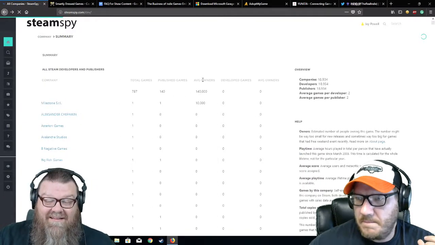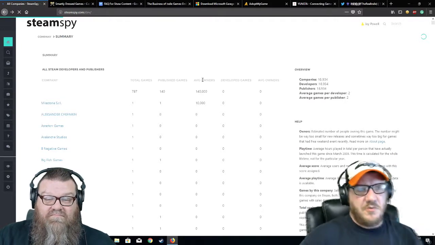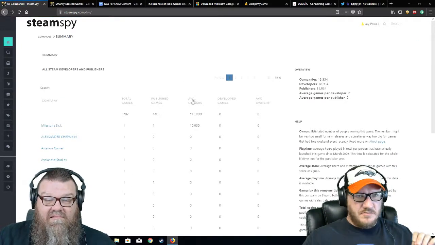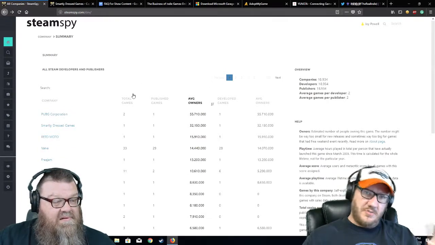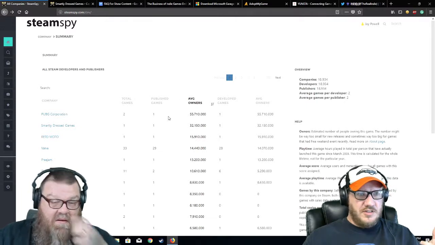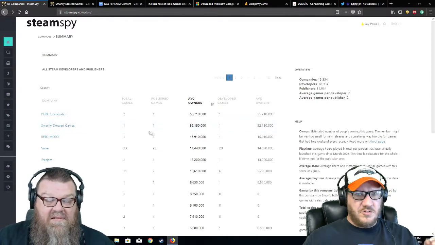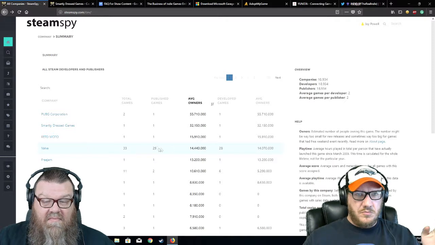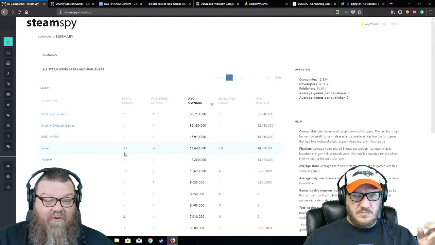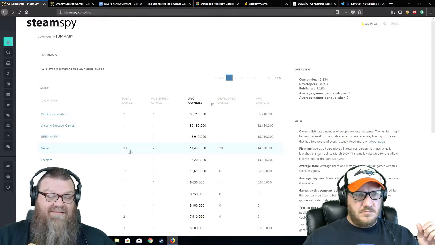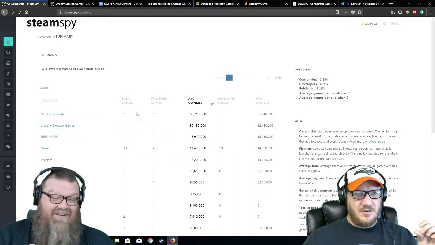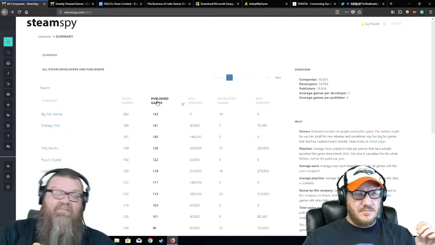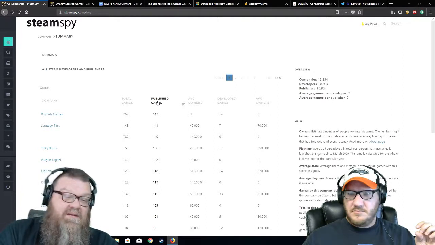But so here's where we get into the difference between owners and purchasers. It's got a lot of owners because it's free. Right. The question is, what's their conversion rate to people that are actually paying? It's so funny because Valve is number 4, but they have 33 total games. But they're still less than half the amount of Unturned. Okay. Yeah. So published games. Let's go to that. Big Fish, of course.